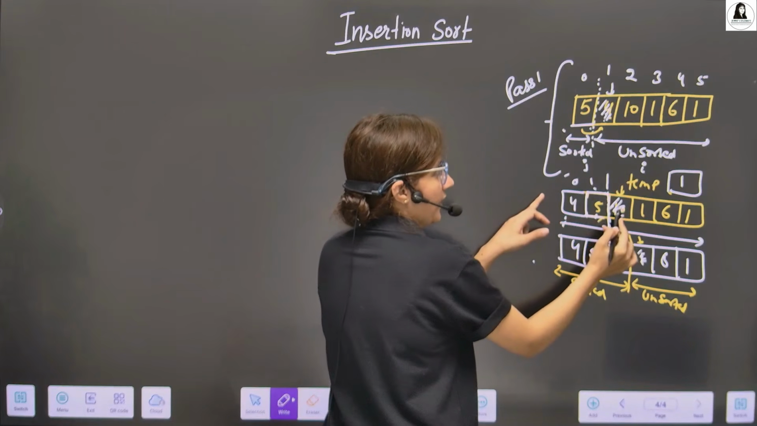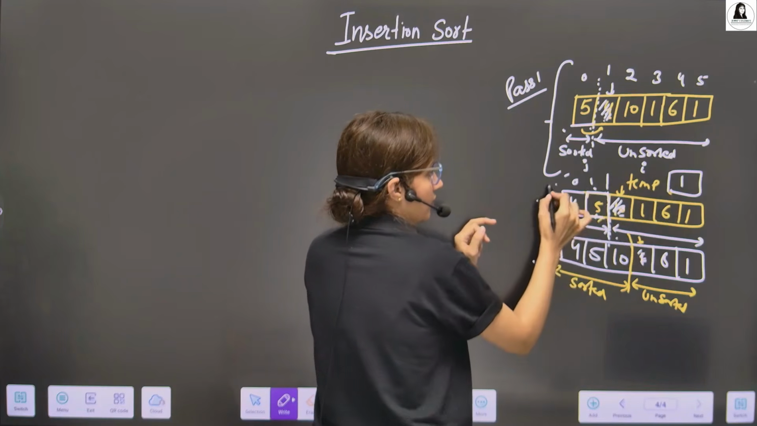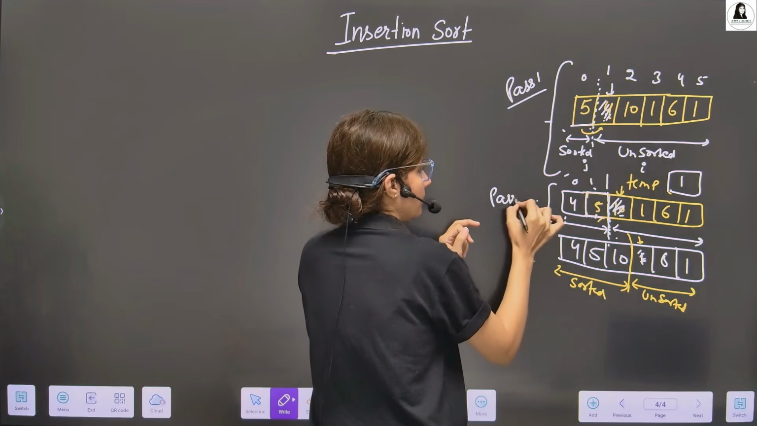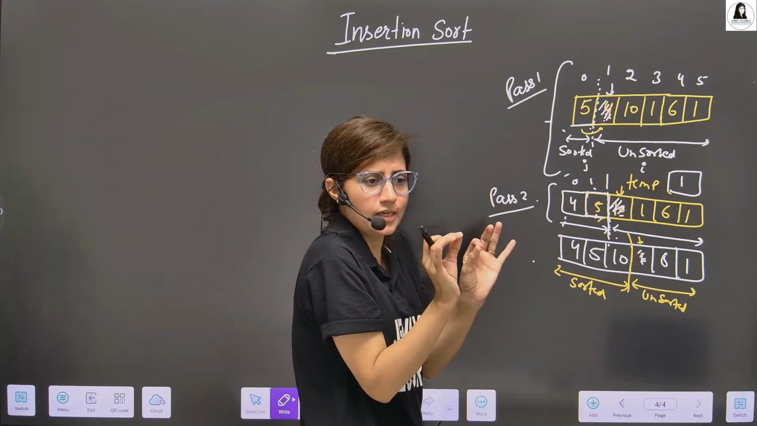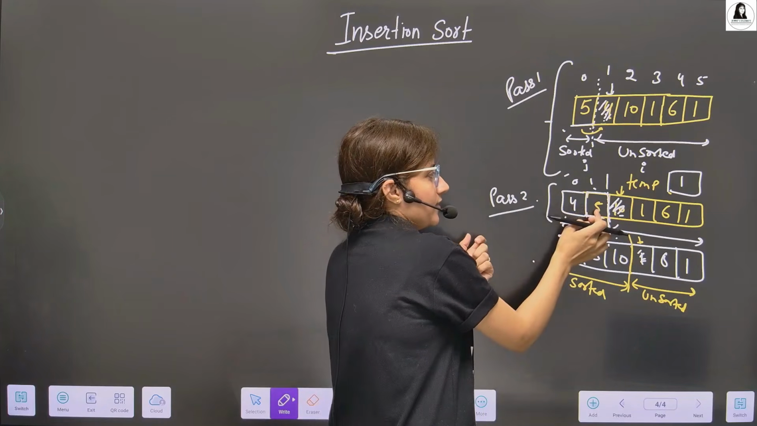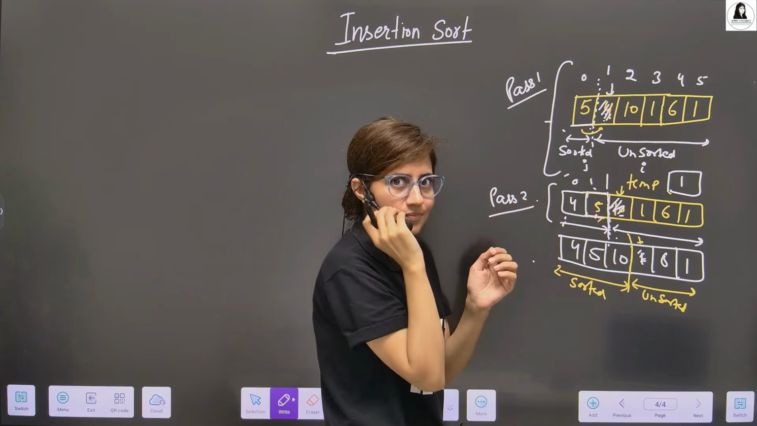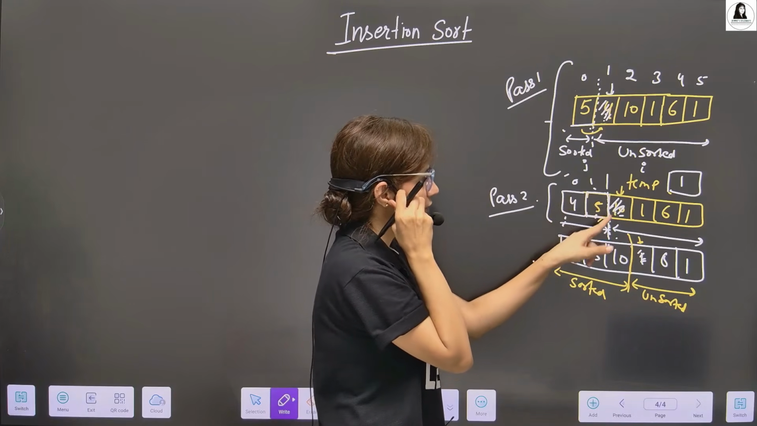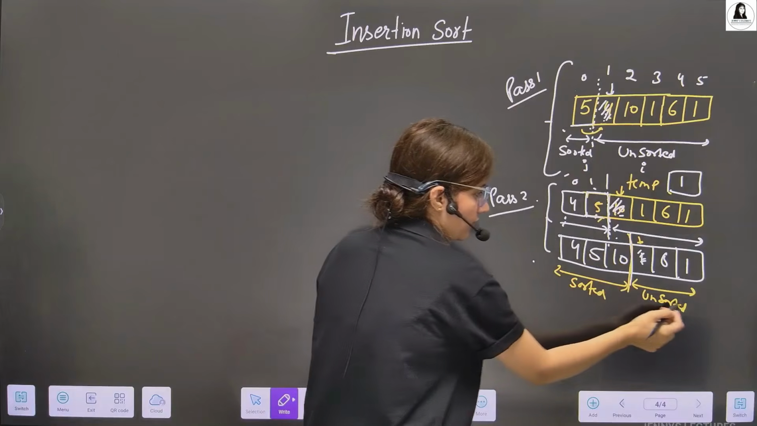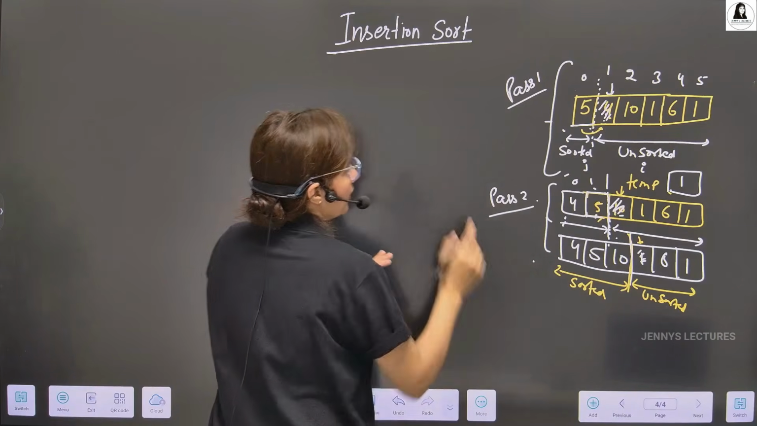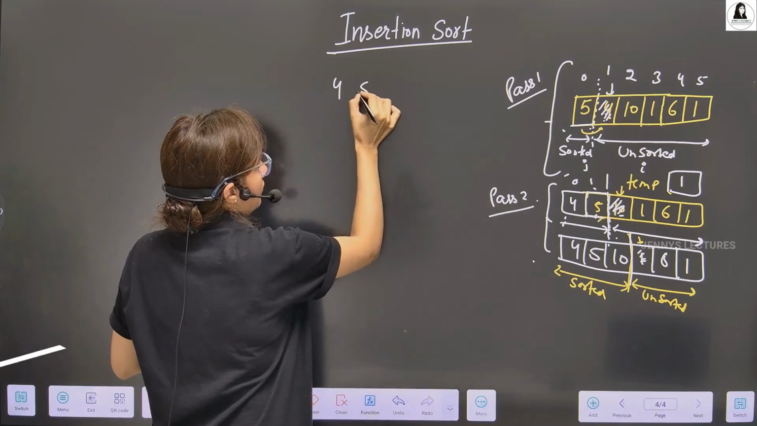Now in the second pass, we take this 4 here. So this is pass 2. And we compare. But here, fortunately, because we were lucky, we need no shifting. Right? So directly we store 10 here. So after pass 2, this is my sorted and this is my unsorted. Now let's take pass 3. So I'll just write down again here.